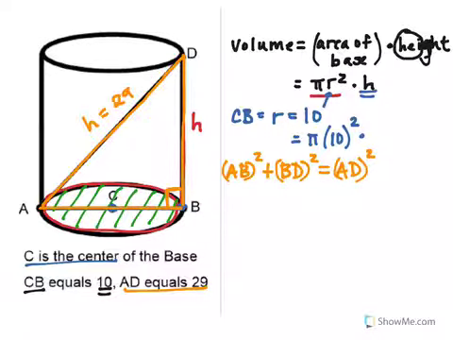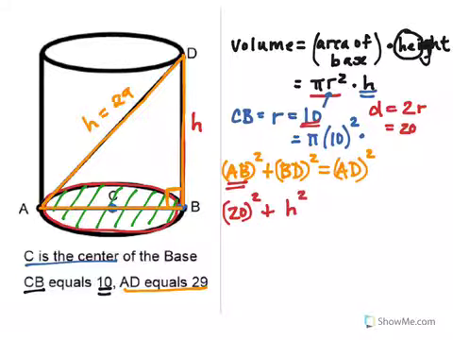So let's go ahead and fill in what we know here. AB is just the diameter, so it is 2 times the radius, which is equal to 20. So AB is equal to 20, so 20 squared plus BD, which we see is the height, is going to be equal to the height squared, and AD they give us as 29. And then we'll go ahead and solve from here.